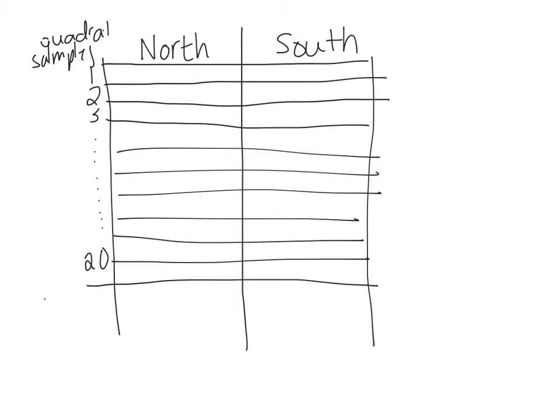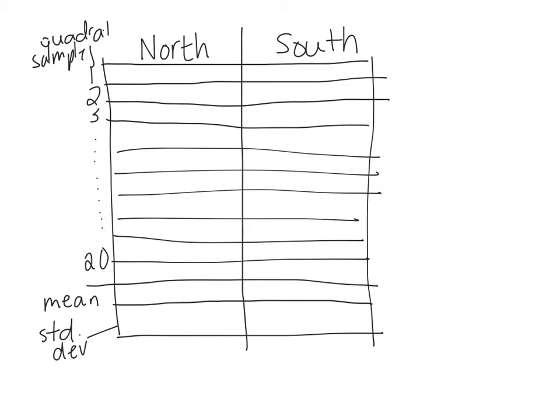Okay, we're going to do a row for the mean. And we're going to do a row for the standard deviation. So we're going to get 20 quadrat samples from the north side and find an average and a standard deviation. And we're going to get 20 quadrat samples from the south side, find an average and a standard deviation. And then of course we're going to conduct a t-test. So then we're going to get a p-value from the t-test. And we're not going to do this on Excel. I'll show you how we're going to do this. So for now we can just write this on your notebook paper.